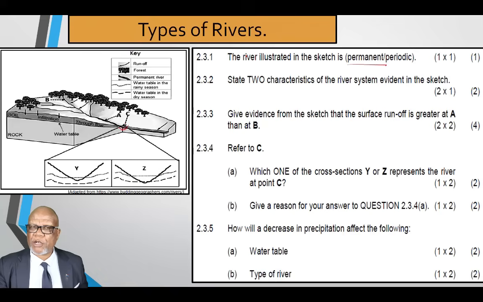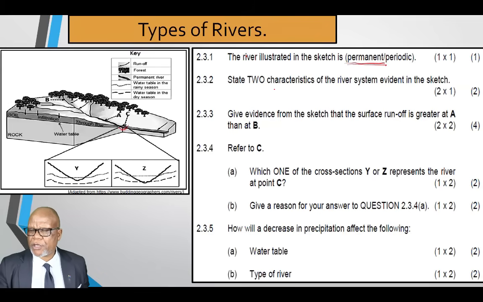So during rainy season, this river will flow because it has two sources. Number one, it has groundwater as a source. Groundwater, it intercepts through the water table. And number two, there is precipitation. And during dry season, there's only going to be groundwater that is supplying the river. So this river is going to flow permanently, or throughout the year.